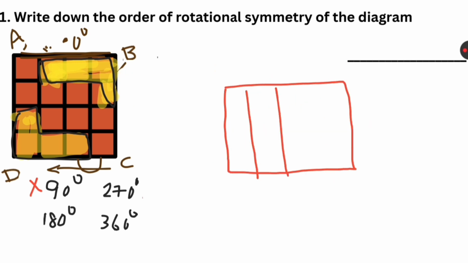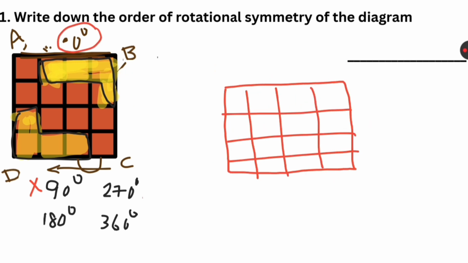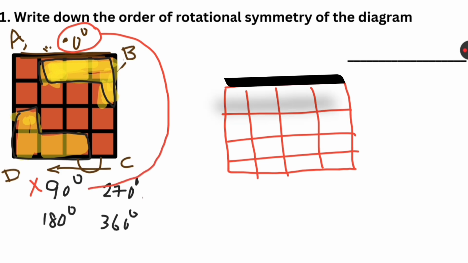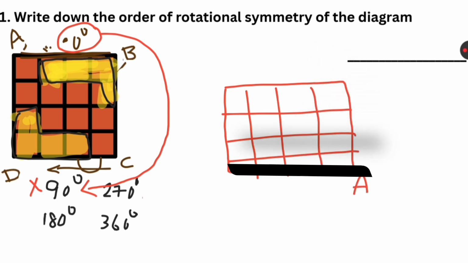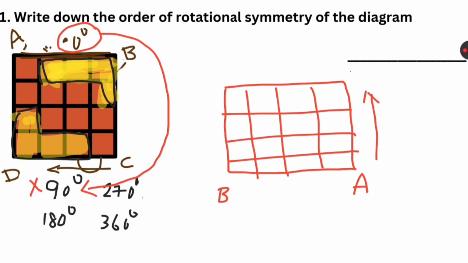Let's try to draw for 180 degrees. This is 0 degrees. So 180 means you have to rotate up to bottom, isn't it? If you rotate up to bottom, that means the AB line comes to the bottom. That means the AB line comes here, because we rotate up to bottom. So if it is A, then you have to join A to D. So this point is D and the remaining part is C.